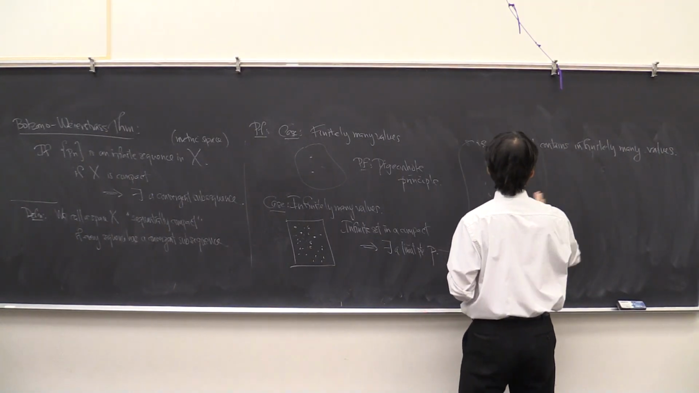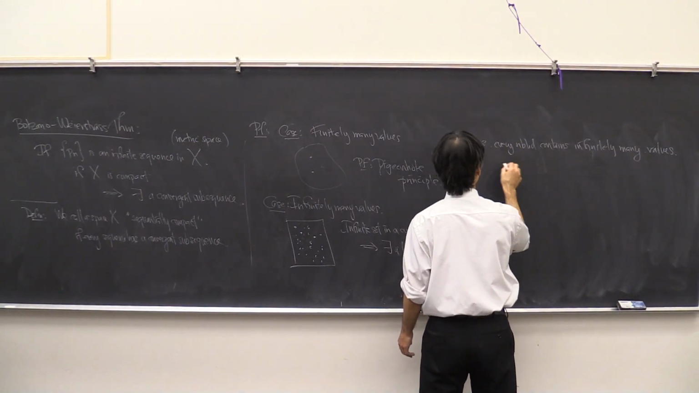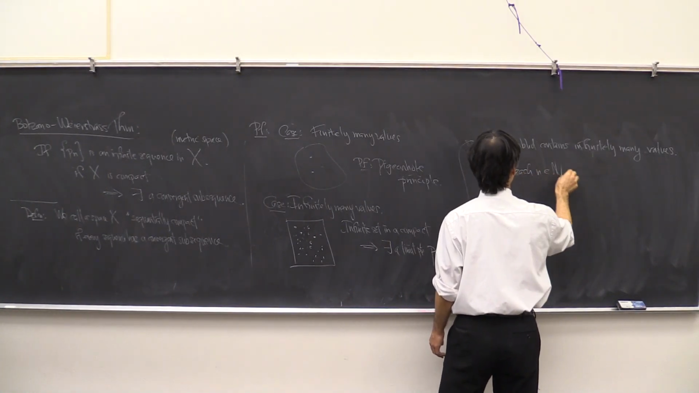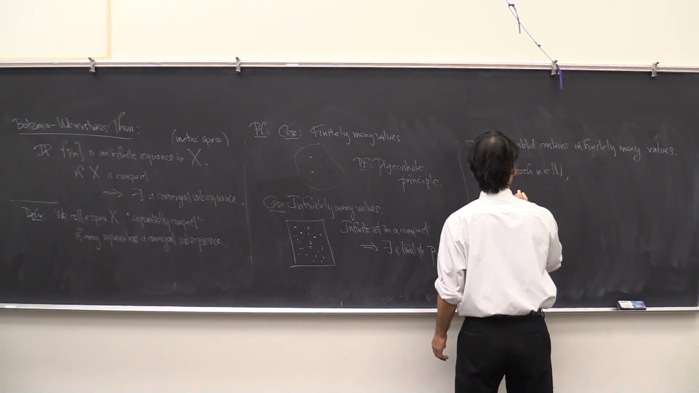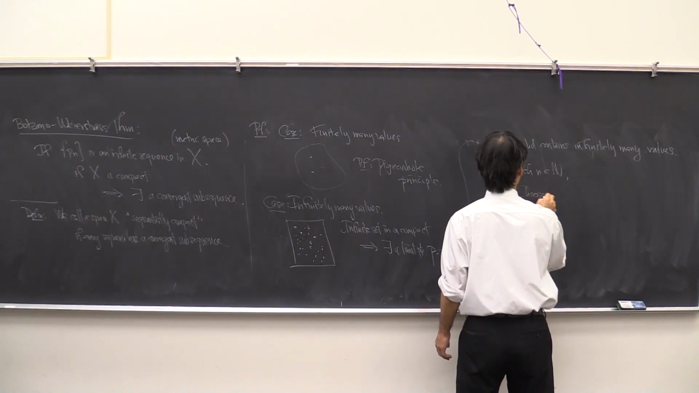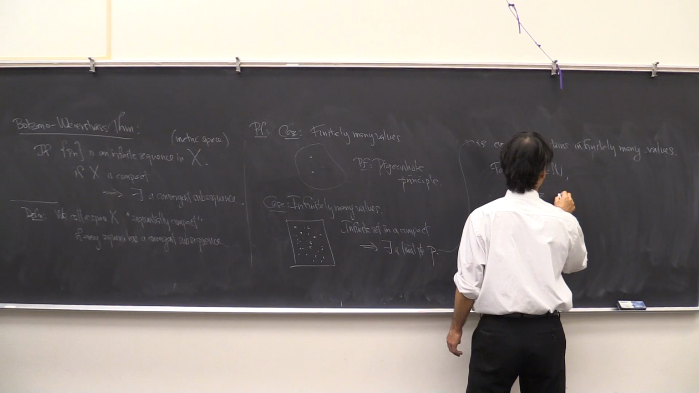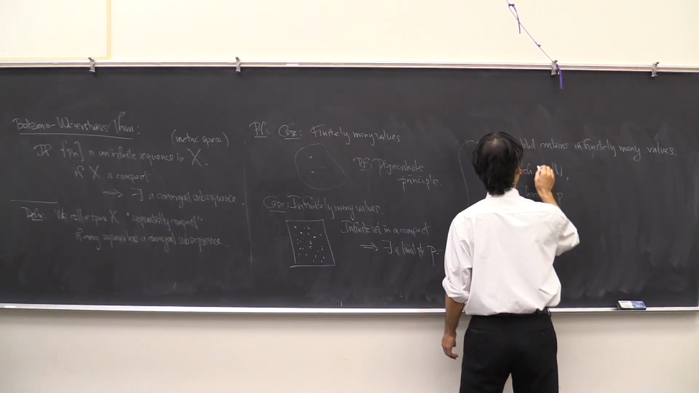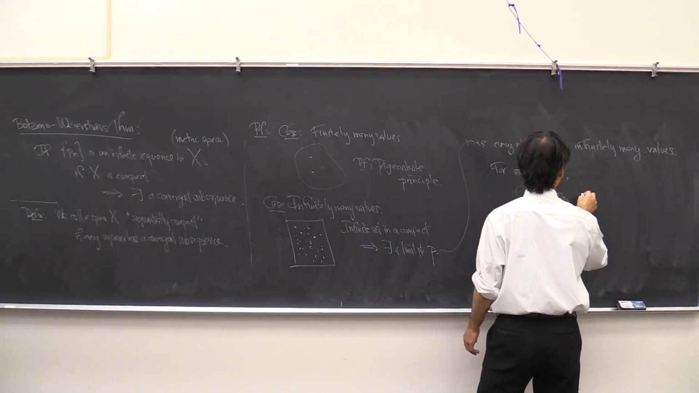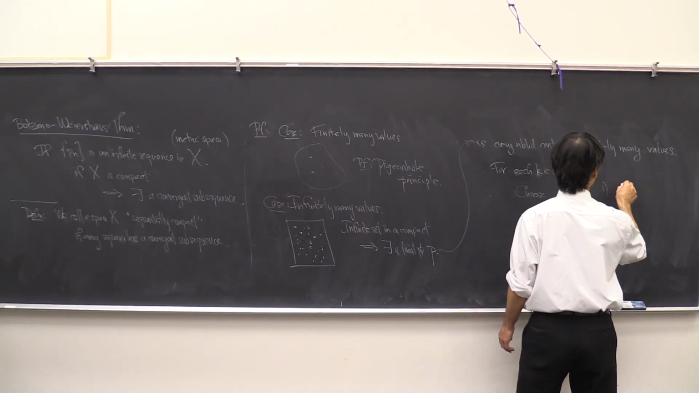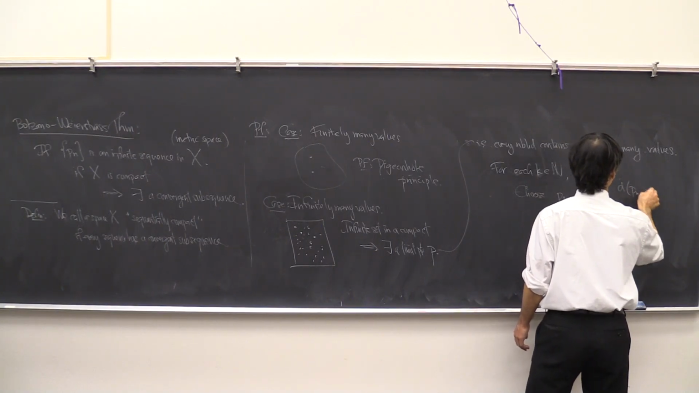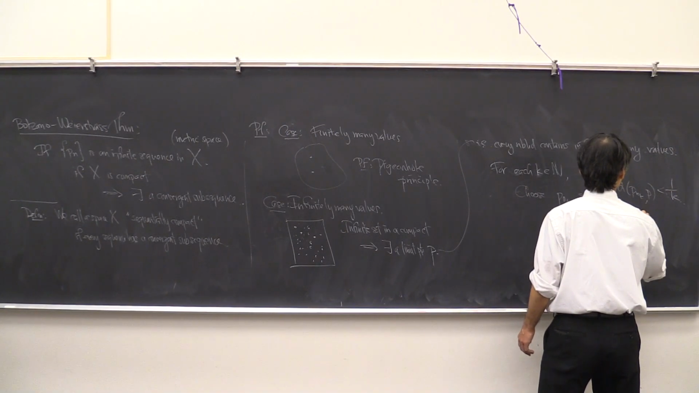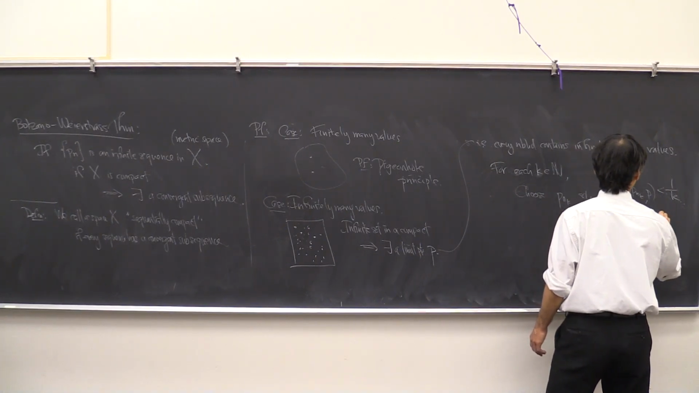So you say, okay, for each k in N, choose p sub n sub k such that 1, the distance between p sub n sub k and p is smaller than 1 over k, and 2, n sub k is greater than n sub k minus 1.